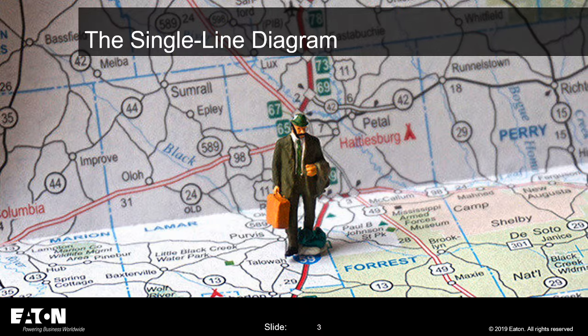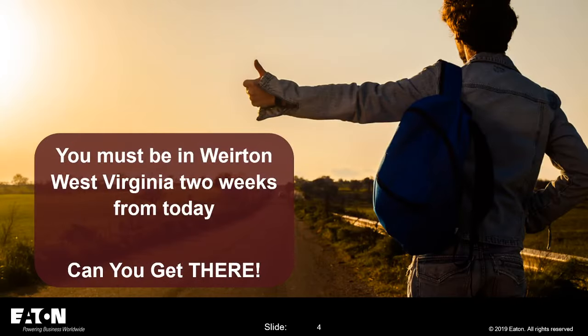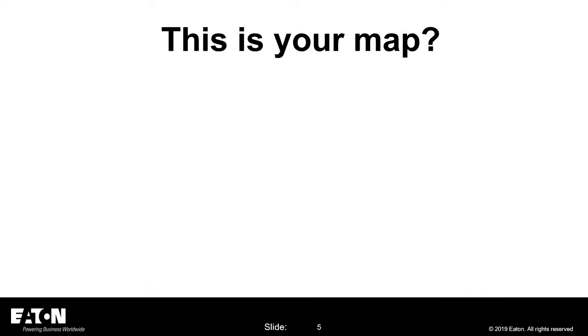So I like to look at the single line diagram as a document that's like your roadmap to the power distribution system. If you think about going on a journey, and let's say I told you that you had to be in Weirton, West by God, Virginia in 2 weeks from today, my question is, could you get there when you don't have a map or anything that tells you how to get there?